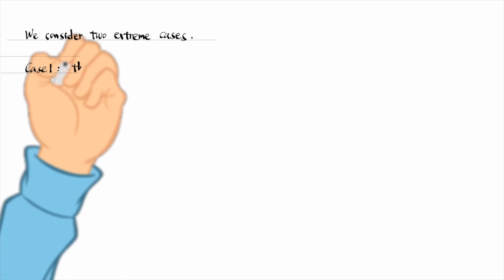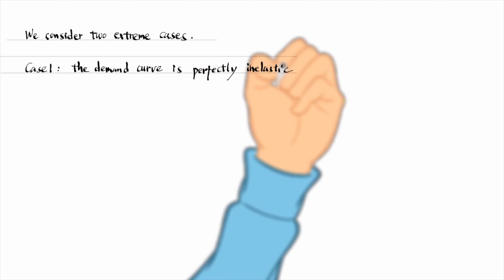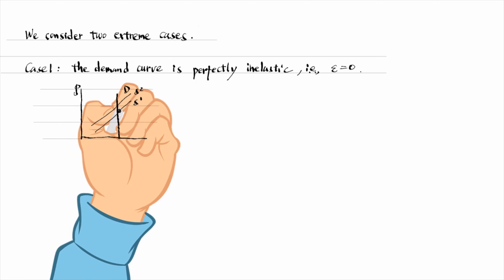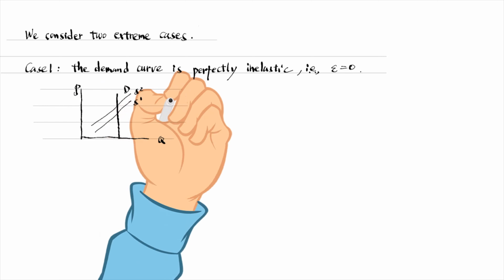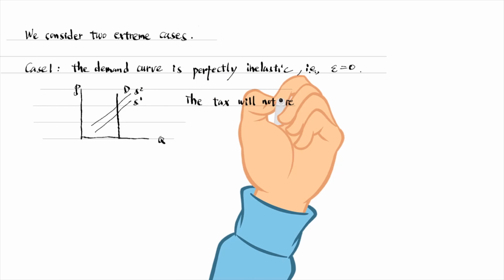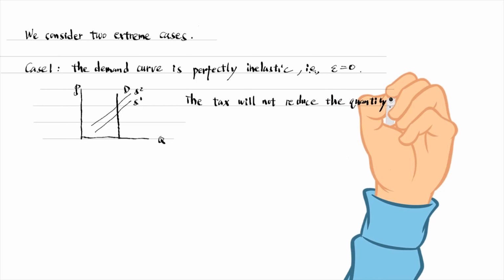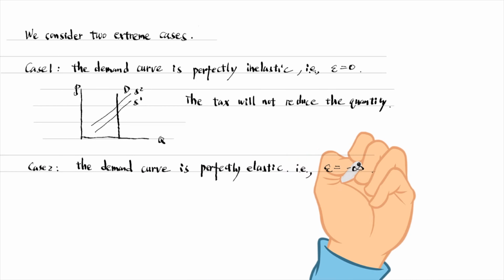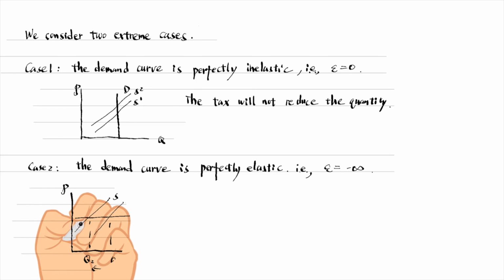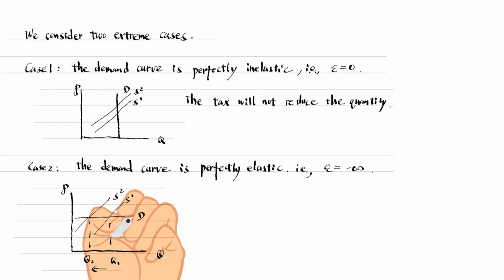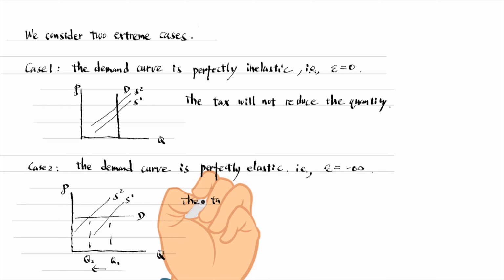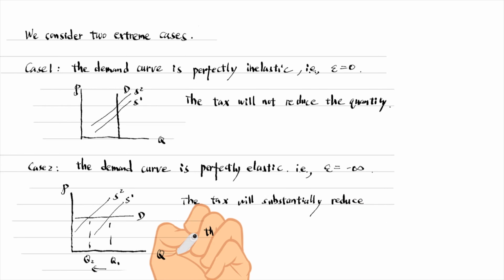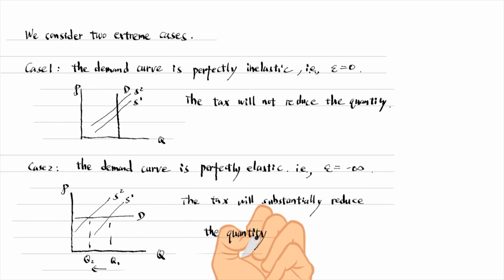In case 1, the demand is perfectly inelastic, that is, epsilon equals 0. The tax will not reduce the quantity because the demand for beer is fixed. In case 2, the demand curve is perfectly elastic, that is, epsilon equals negative infinity. The tax will substantially reduce the quantity. Of course, the result also depends on the price elasticity of supply.